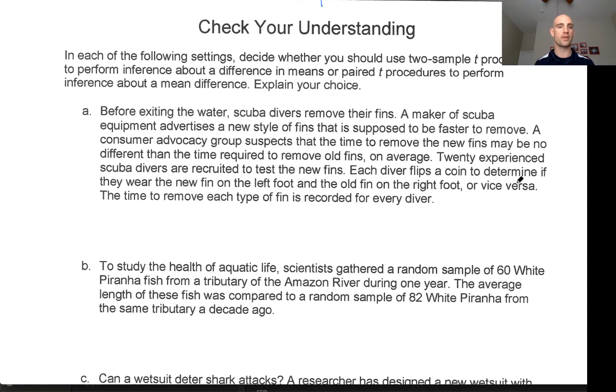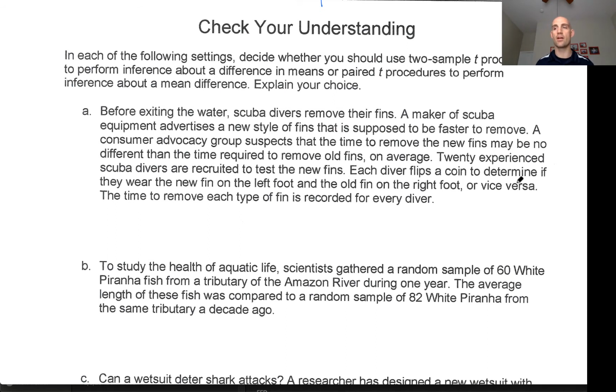So 20 experienced scuba divers are recruited to test the new fins. Each diver flips a coin to determine if they wear the new fin on the left foot and the old fin on the right foot, or vice versa. The time to remove each type of fin is recorded for every diver. So think in your head here. Is this going to be a one sample or a two sample?